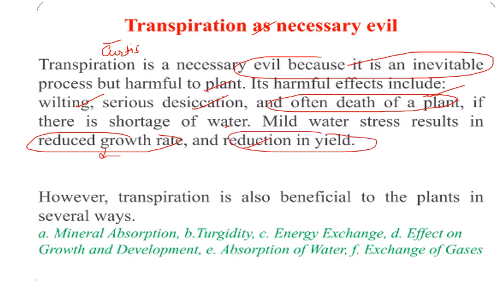However, transpiration is also beneficial for the plants in several ways. Firstly, jo mineral absorption hai, that occurs due to this transpiration. Then turgidity is maintained by transpiration. Exchange of gases occurs due to transpiration. Then effect on growth and development, then absorption of water, exchange of gases. So all these phenomena are mainly related with the transpiration. So that's why this transpiration is a necessary evil, and this statement was given by Curtis.